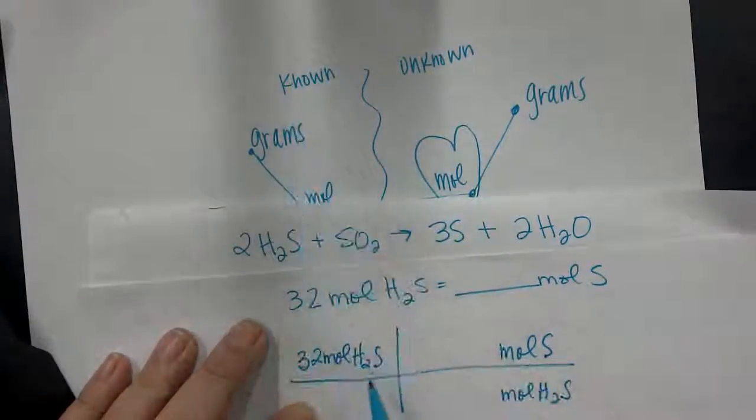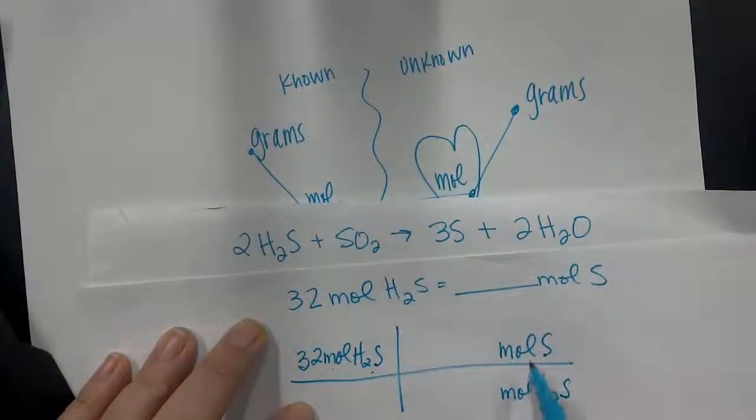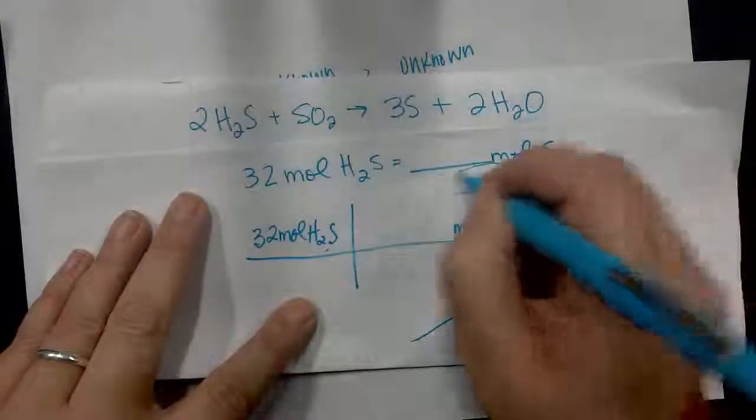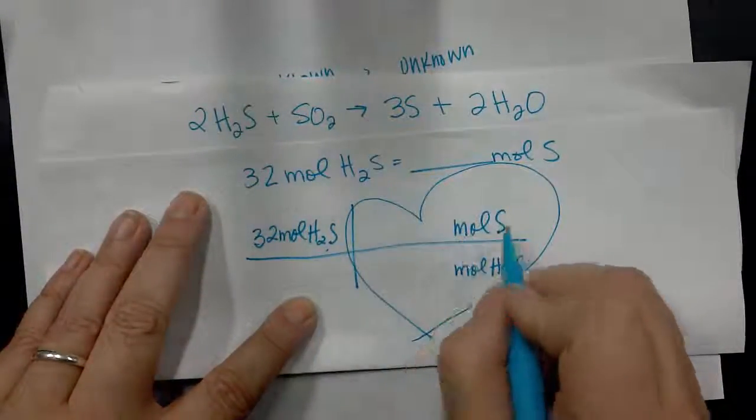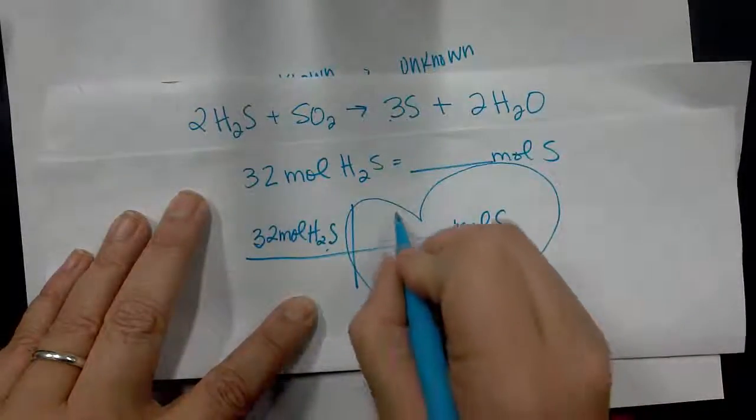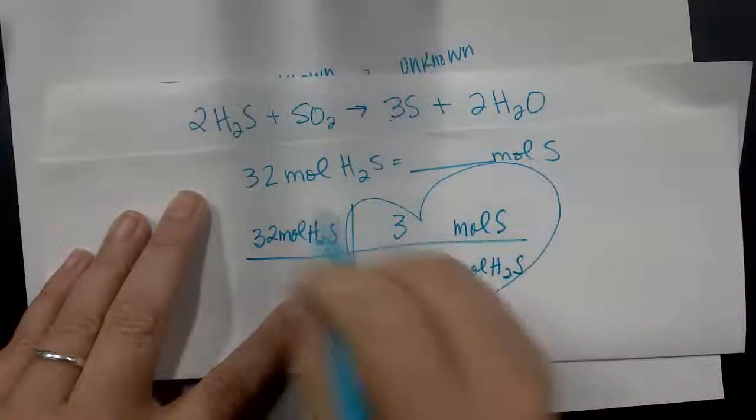Now we're going to look back up here. The known mole is right there. The unknown mole is the one that has the heart around it. So this section is going to have a heart around it, which means you look back up at that balanced equation. Moles of S is 3. Moles of H2S is 2.